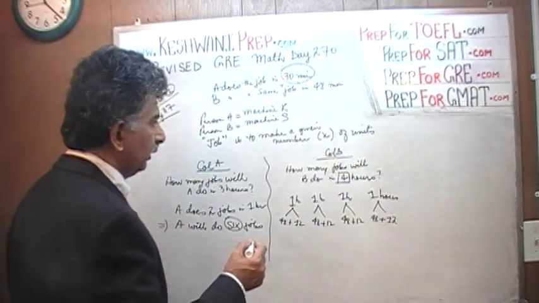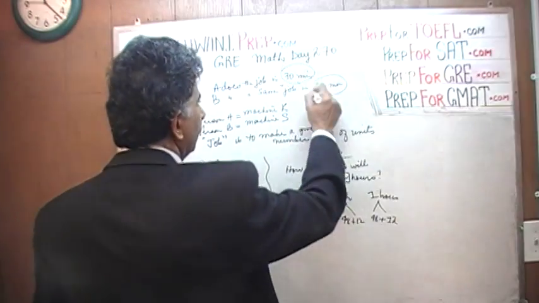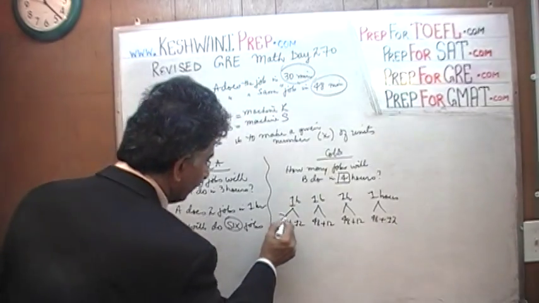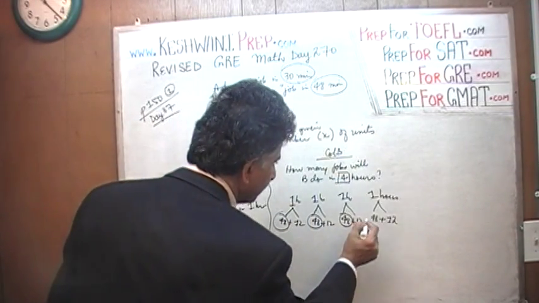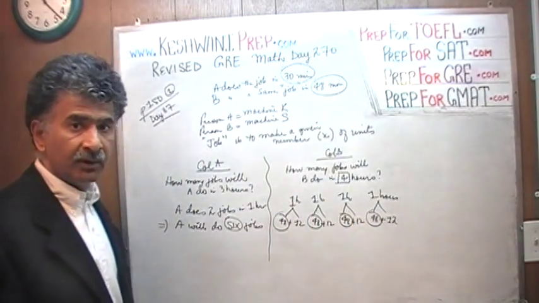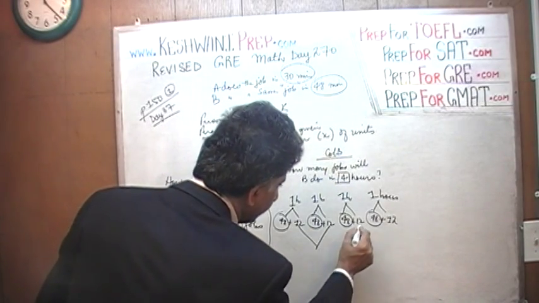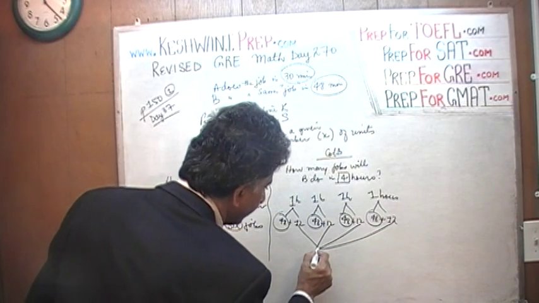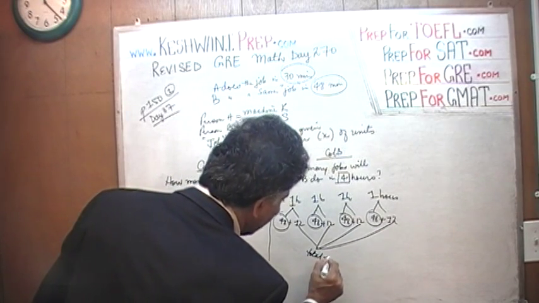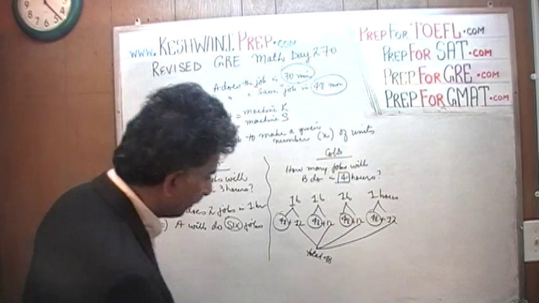Now we know that he does one job in 48 minutes. So that's one job, there's another job, another job, another job, there are 4 jobs right there. In addition to that, we have 12 minutes left over here, 12 minutes left over here, 12 minutes left over here, and 12 minutes left over here. We have a total of another 48 minutes. But that's one more job.